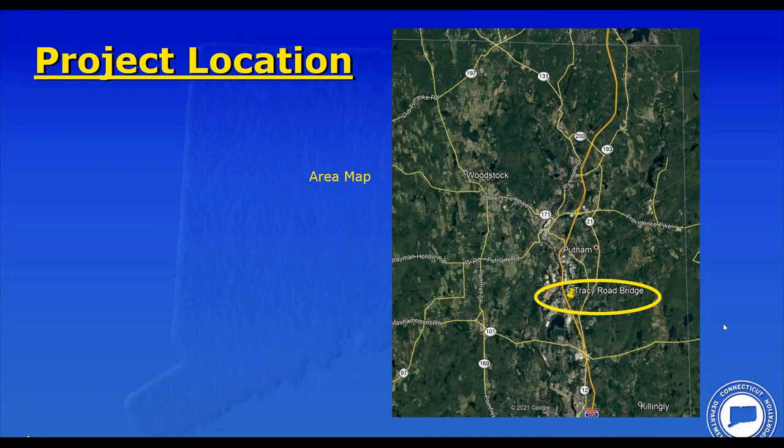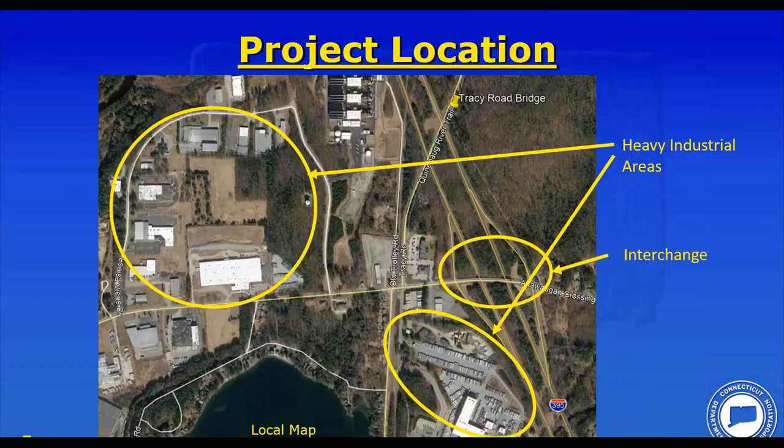We refer to this part of Connecticut as the quiet corner for a good reason. It tends to have lower traffic volumes and more rural communities, farming communities, and such. But near this particular bridge, the bridge is located right here. Tracey Road is right there.